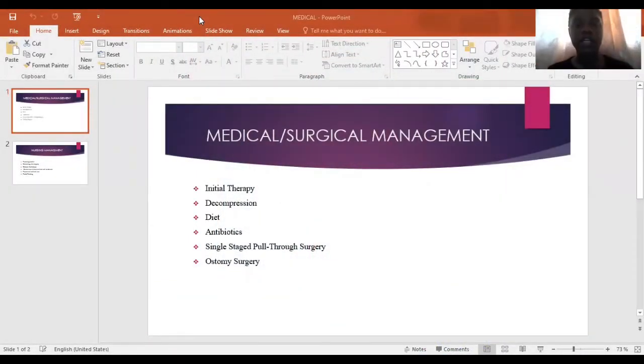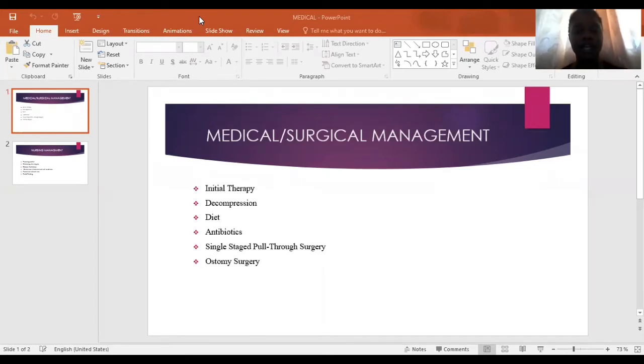For a child suffering from Hirschsprung's disease, the following medical and surgical managements are done. Firstly, the doctor would have the child on an initial therapy. This includes the administration of intravenous fluids, and the doctor would restrict any further enteral feedings. The child would have an NG tube placed to remove stomach contents, which is called decompression.